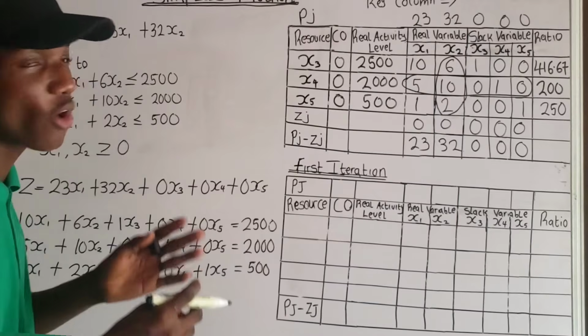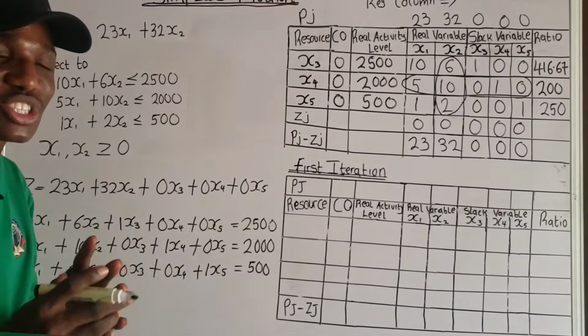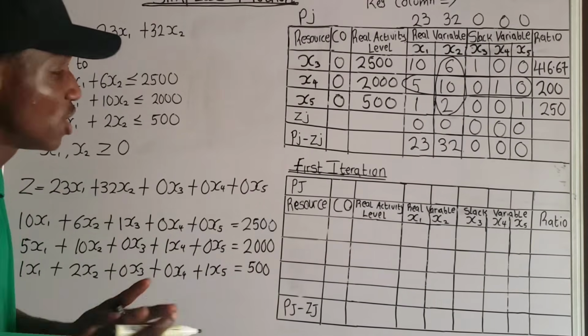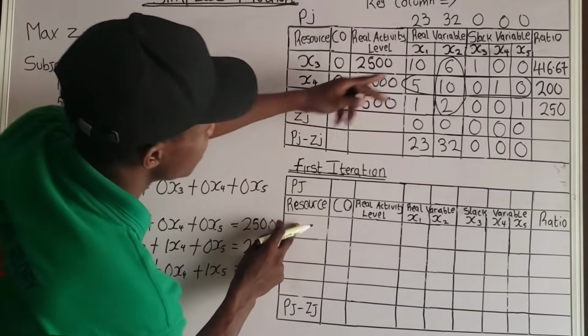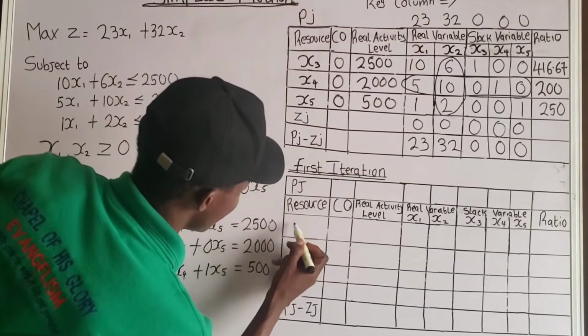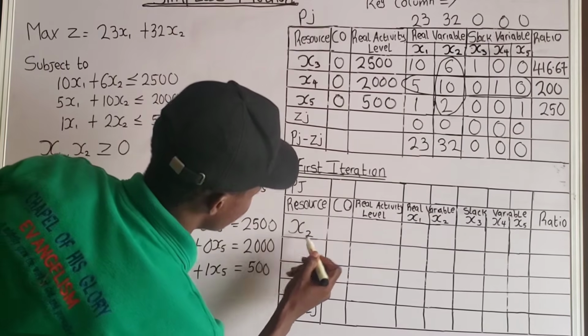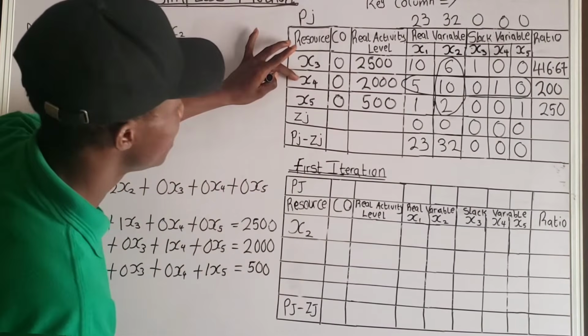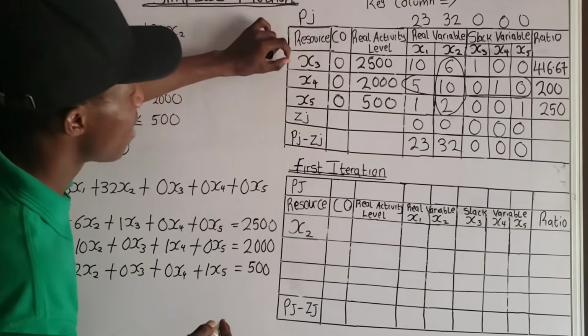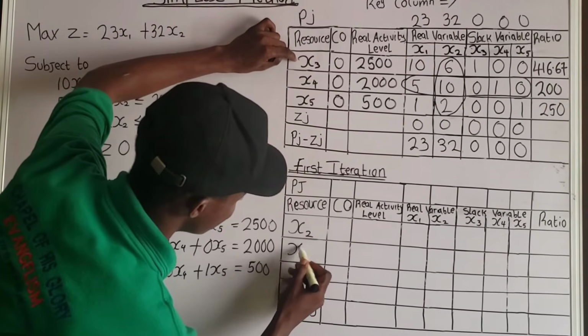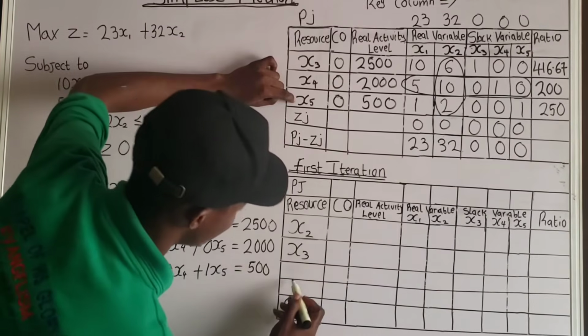So for easy computation, make sure that you put the entry variable at the top. So the variable that will be here will be what? The entry variable x2. So that will be x2 for this place. And since x4 will be leaving this place, x4 will be leaving our program variable. So I'm going to have x3 follows, x3 and x5.